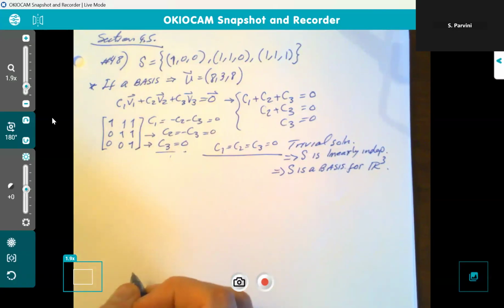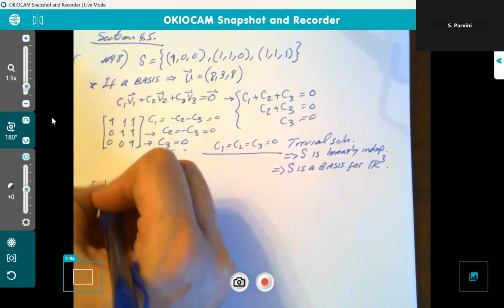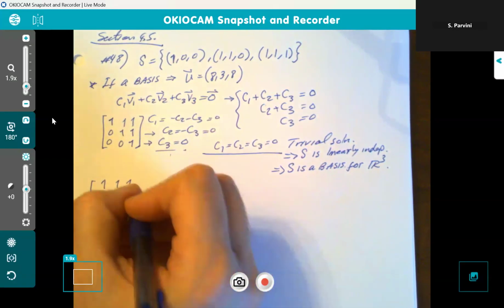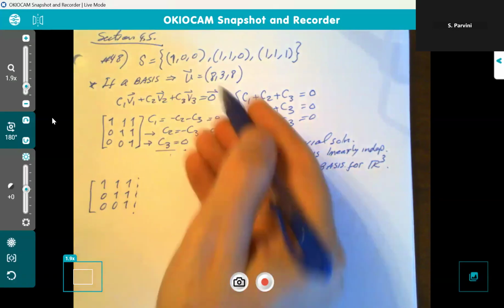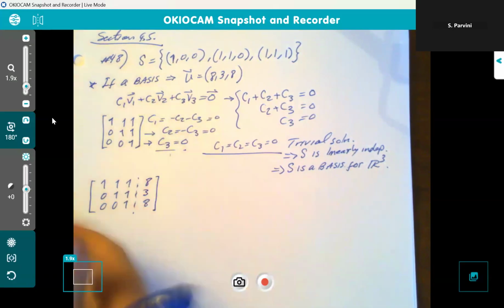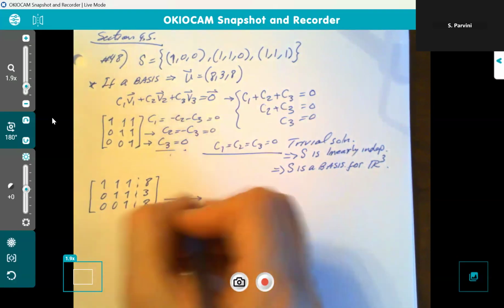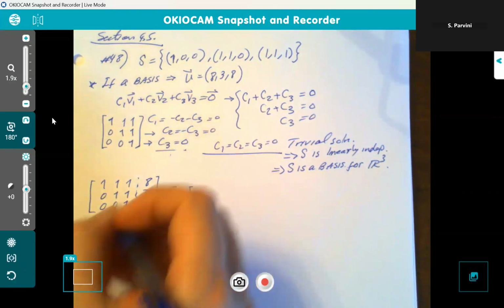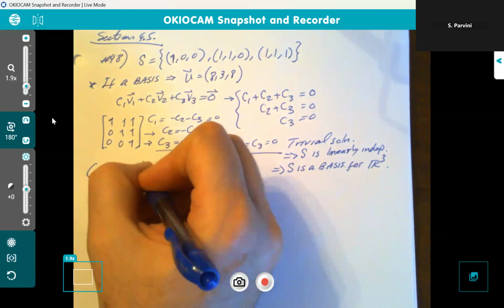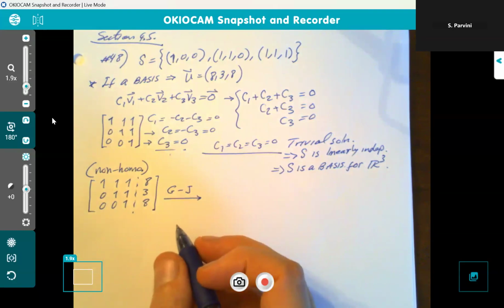So what are we going to do for that one? We're going to actually write the system. Remember, we have 1, 0, 0, 1, 1, 0, 1, 1, 1. And this is now a non-homogeneous system. You set it equal to 8, 3, 8, and try to solve this, right? When we solve this one, you go through and do Gauss-Jordan. Again, this is the non-homogeneous system. When you do Gauss-Jordan on this one, what are we going to get?